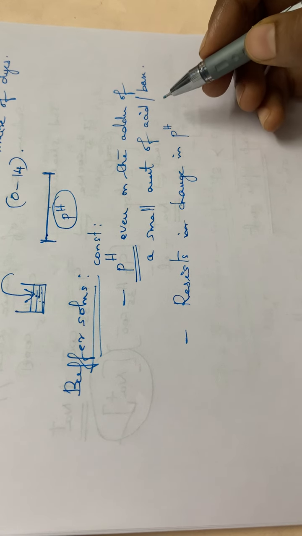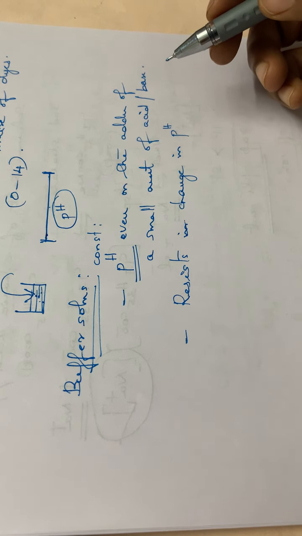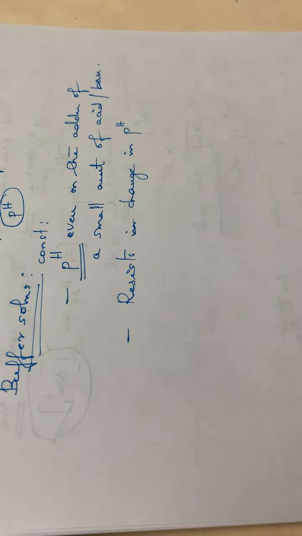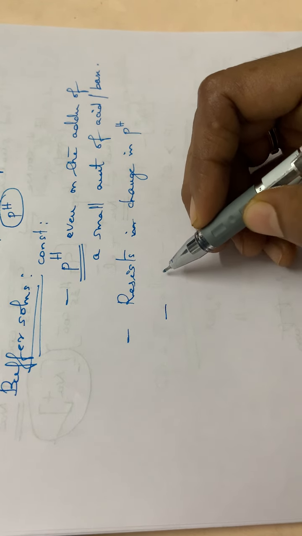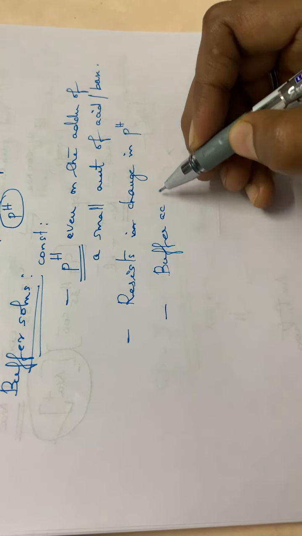That means if some amount of acid or base is added to that buffer solution, the pH will not change. This phenomenon of the ability of the solution to resist the change in pH is called buffer action. You might have heard of buffer action, isn't it? It can resist the change in pH on the addition of only a very small amount of acid or base.